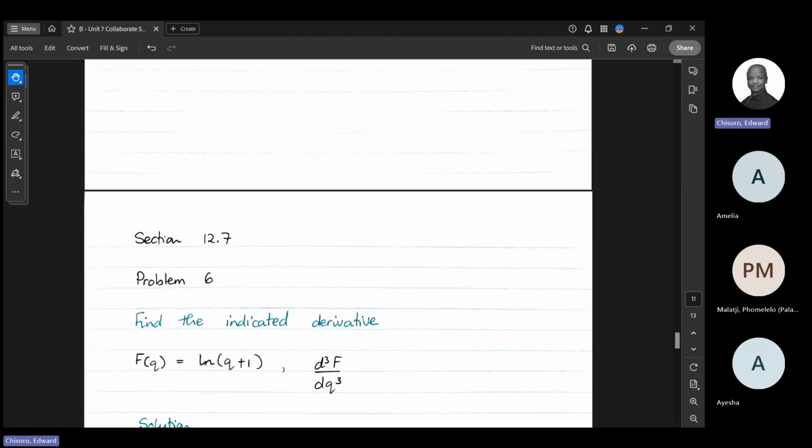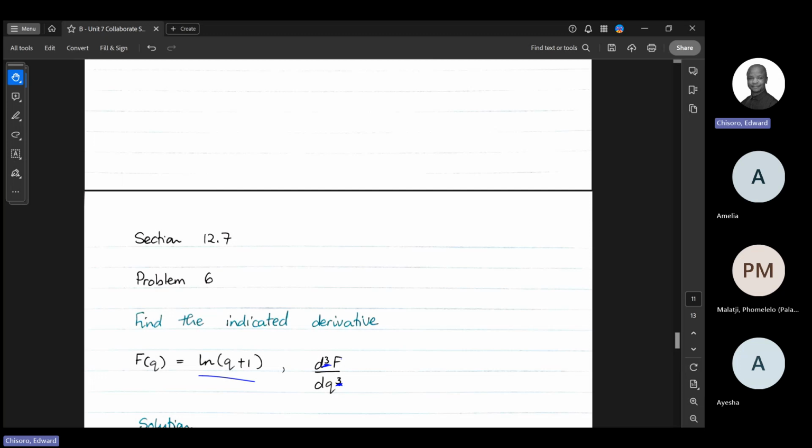This is asking us to find, this is just another notation, this saying the third derivative of f. So we need to do df dq and get the first one, do it again, get the second one, do it again, get the third one, right? So just a different notation for the third derivative. Here we have a ln function, so a natural log.